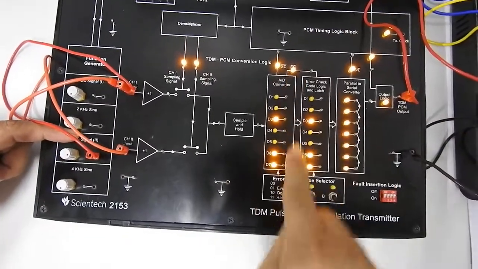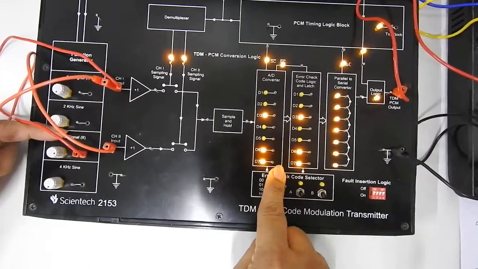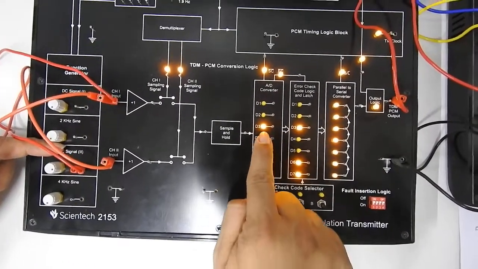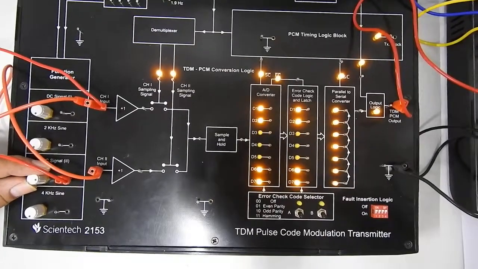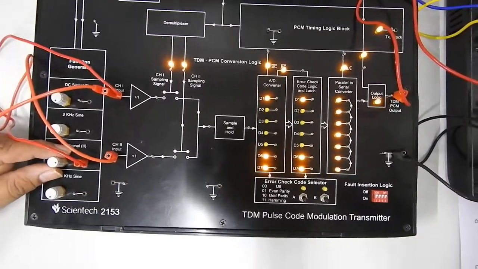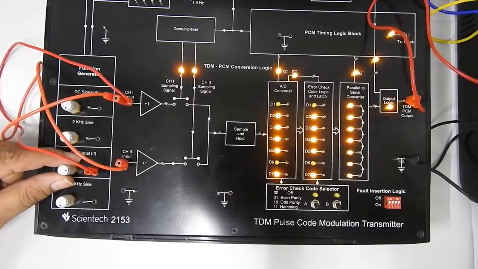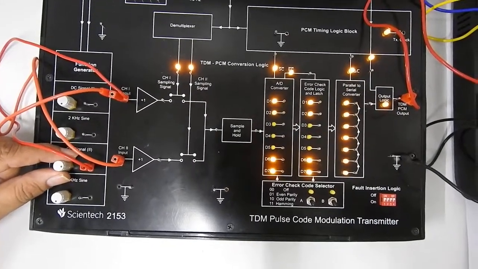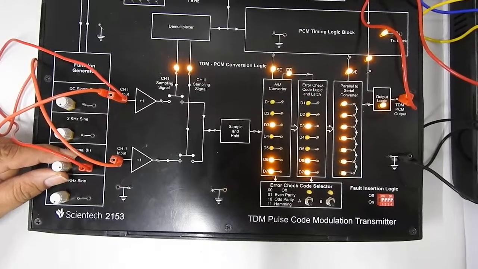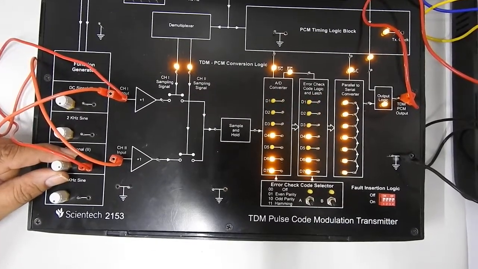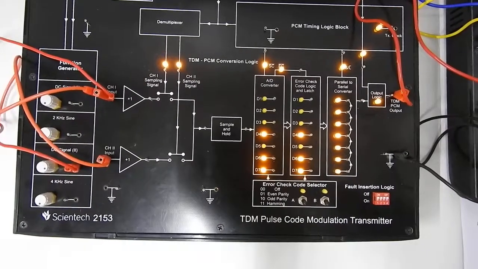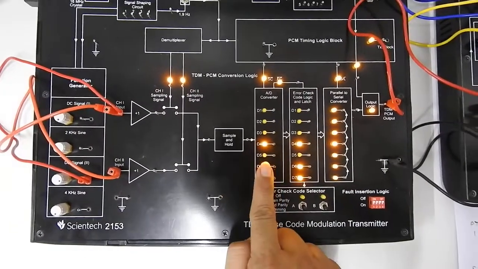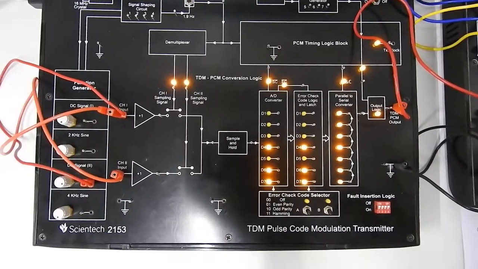So let's set this A to D converter output to 1101. Let's change the potentiometer. Now we need 1101, so let's set it to that. Thus the 4 bits of our data are 1, 1, 0 and 1.